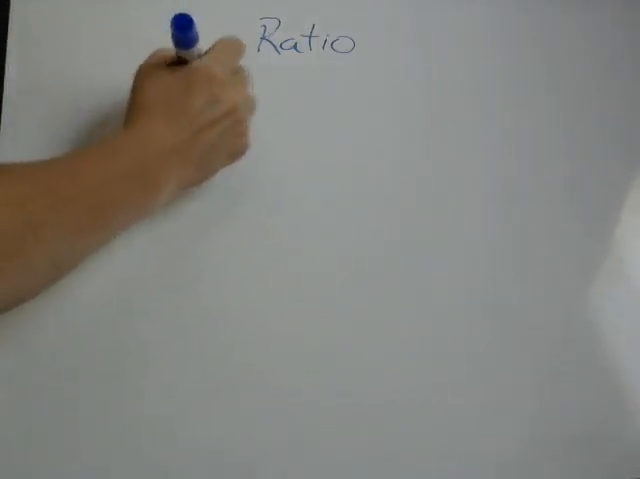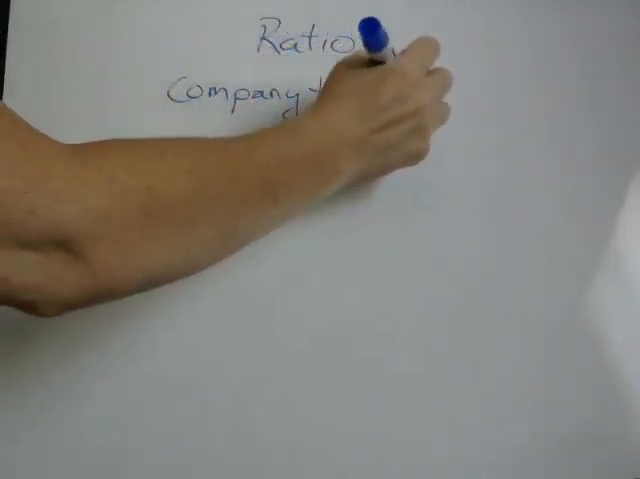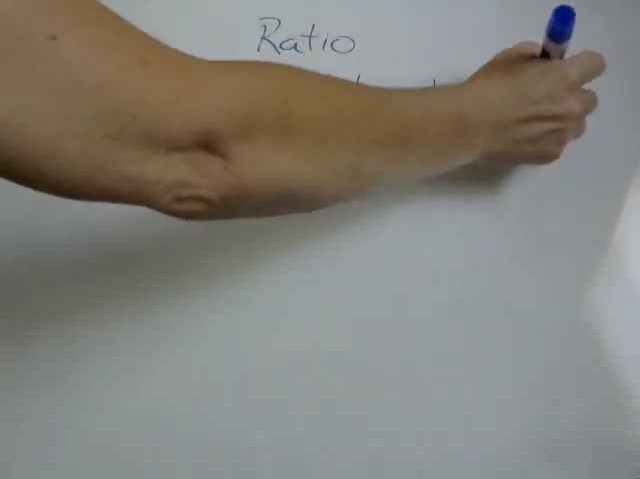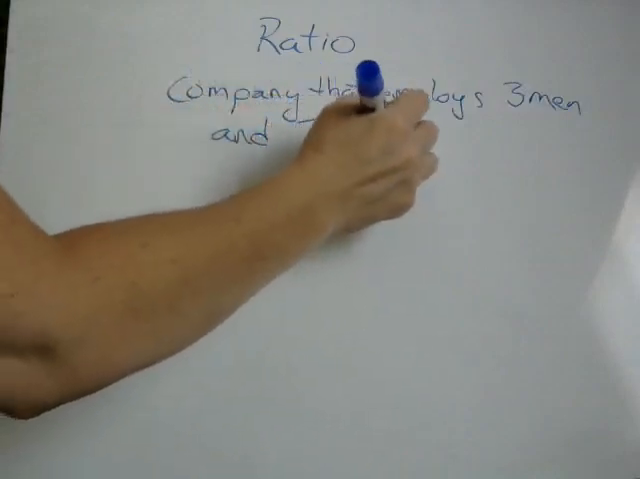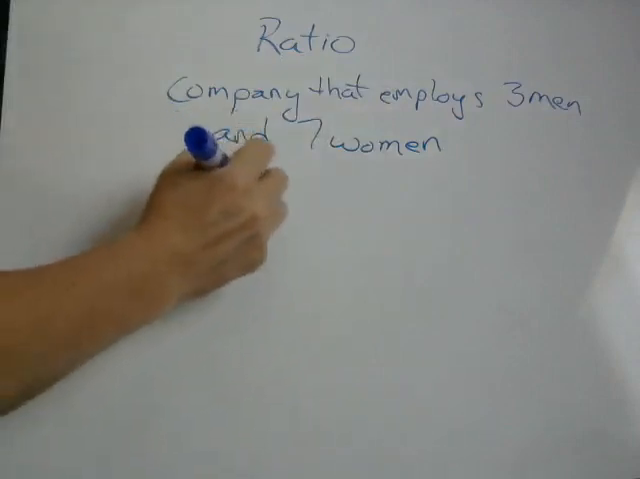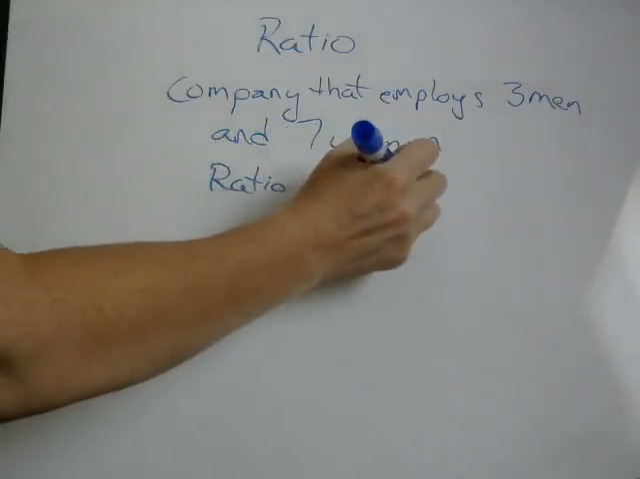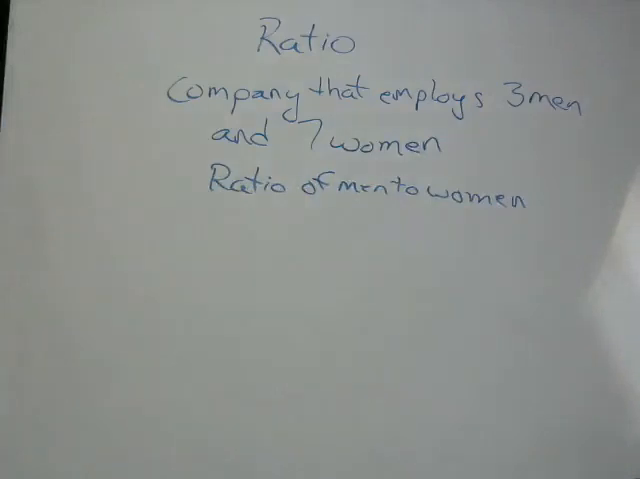So for example, let's say we have a company that employs, we'll say, 3 men and 7 women. What is the ratio of men to women? So here, all you do is you're just comparing two numbers.